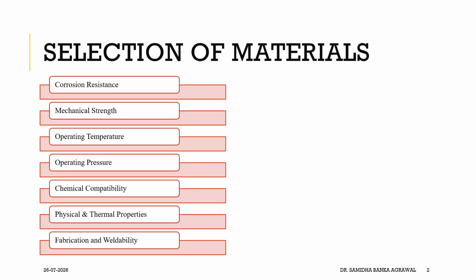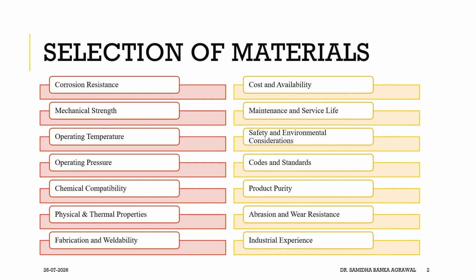Certain basic criteria for selection of material include corrosion resistance, mechanical strength such as yield strength, ultimate strength, tensile strength, compressive strength, etc., operating temperature and pressure, chemical compatibility, physical and thermal properties such as density, viscosity, heat transfer coefficient, thermal expansion, and others, fabrication and weldability, cost and availability, maintenance and service life, safety and environmental considerations, codes and standards, product purity, abrasion and wear resistance, and lastly, industrial experience.